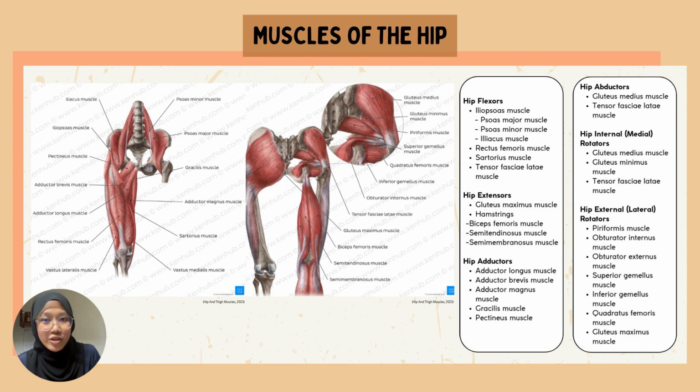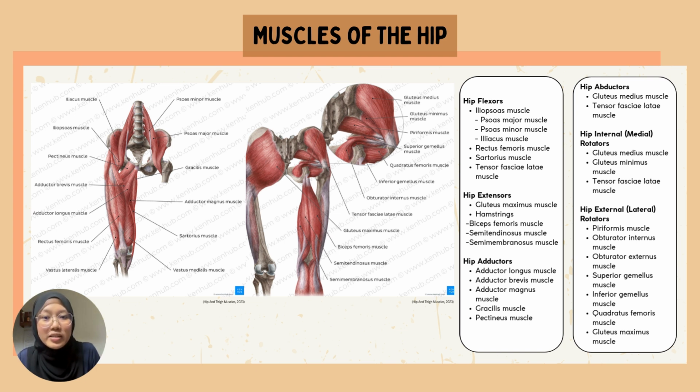Next are the hip extensors. The muscles are the gluteus maximus muscle and the hamstrings, which consist of the biceps femoris muscle, semitendinosus muscle, and semimembranosus muscle. For hip adductors, the muscles are the adductor longus muscle, adductor brevis muscle, adductor magnus muscle, gracilis muscle, and pectineus muscle. As for hip abductors, the muscles are the gluteus medius muscle and tensor fasciae latae muscle.